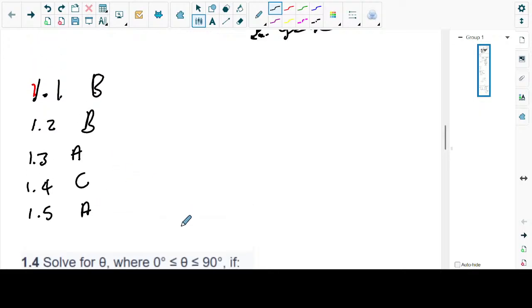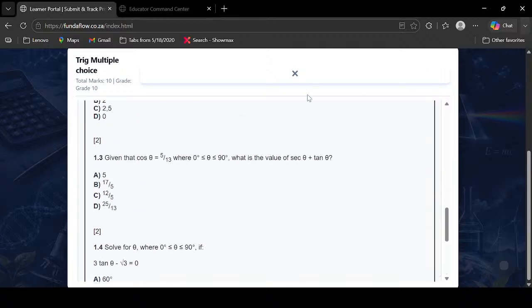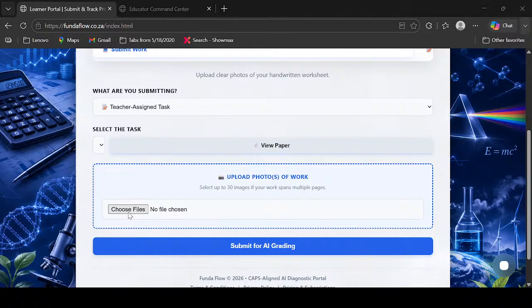Now let's say whenever you're doing it wrong, it's kind of the correct answer when you were the one who was wrong originally. What are the odds that can happen? Yeah, it can happen. It's possible. Nothing is impossible under the sun. So now we're going to go back to our Funda Flow and upload our quiz under the tutor's task.